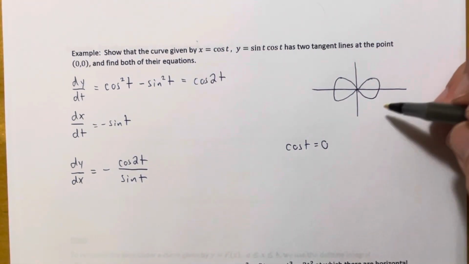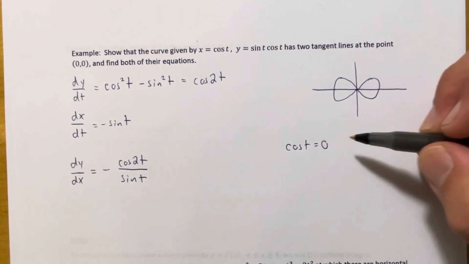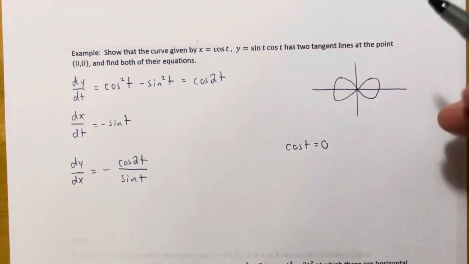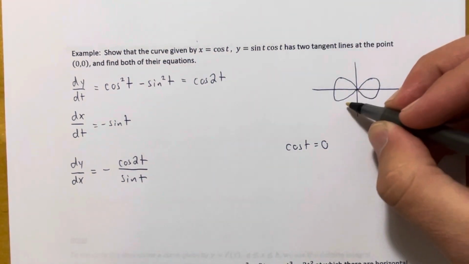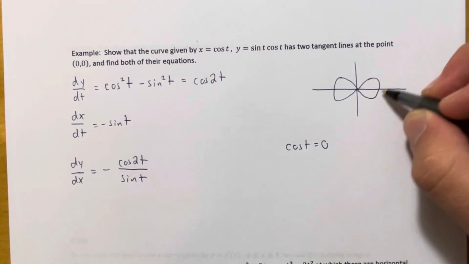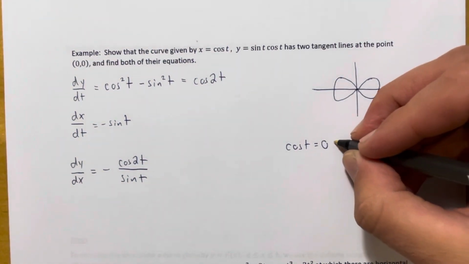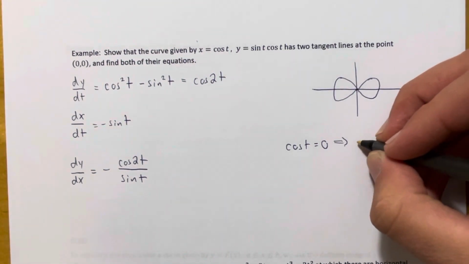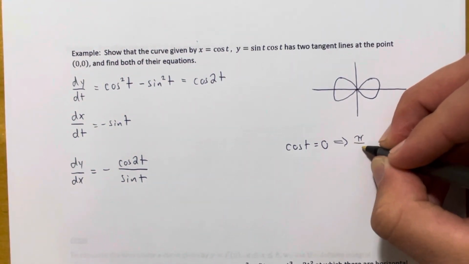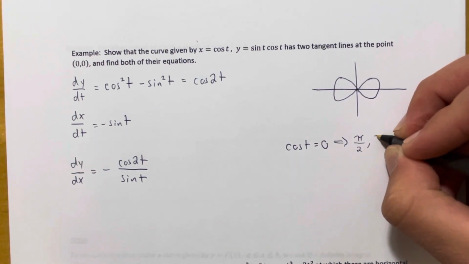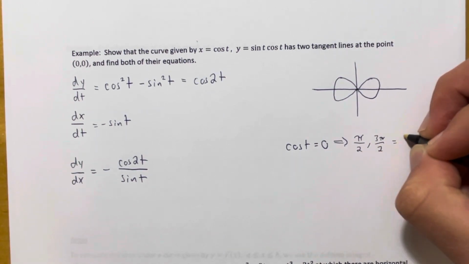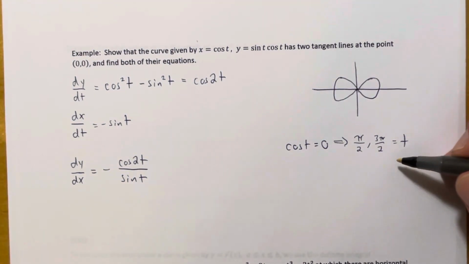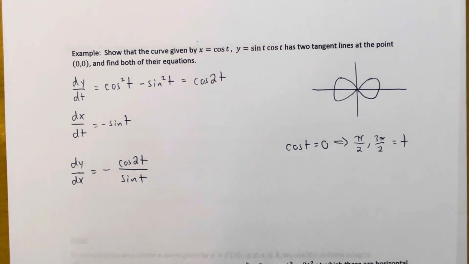And like I said before, we only need to look for solutions within one revolution of the unit circle, or values between 0 and 2 pi, because if we go beyond that interval, we just keep retracing the same curve. So this has two solutions between 0 and 2 pi. It's equal to 0 at pi over 2 and 3 pi over 2. Those are the two values of t that work. I'm going to plug each of these into my slope here to get those two different slopes.